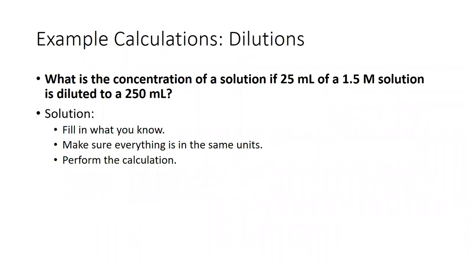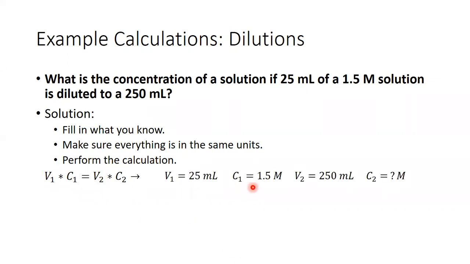All right, so this one wants us to calculate the concentration of a solution if we have 25 mLs of a 1.5 molar solution and it's diluted to 250 mLs. So we're going to fill in with what we know. This is our equation that we're working off of, and which ones do we already have? So we have V1 equals 25, C1 equals 1.5. We have V2, which is our final volume, is 250. So the only thing we don't know right now is C2, and because C1 is in molarity, when we solve for it, C2 will also be in molarity.